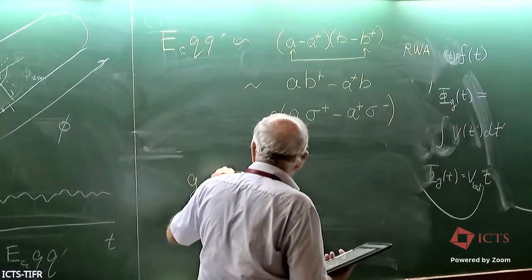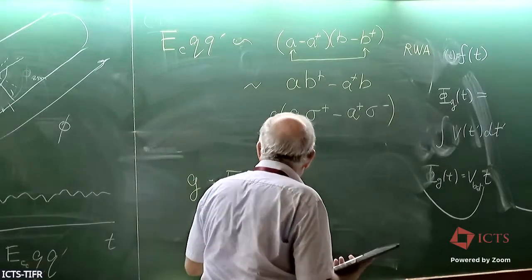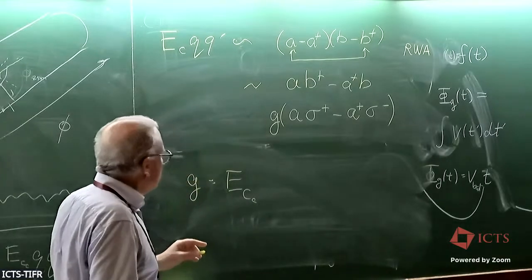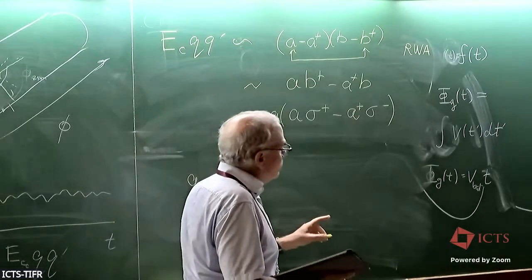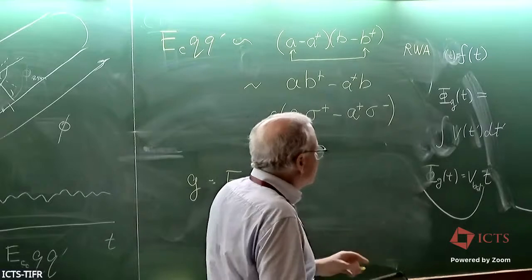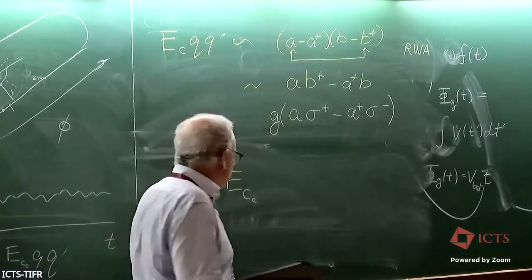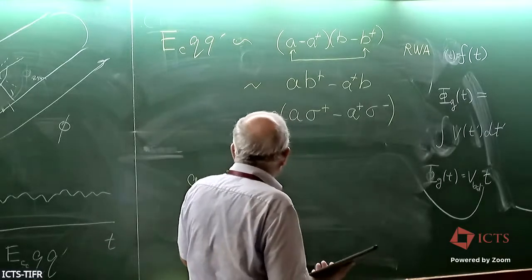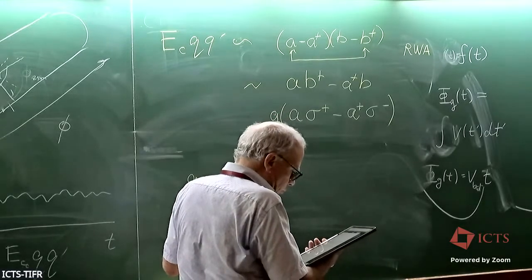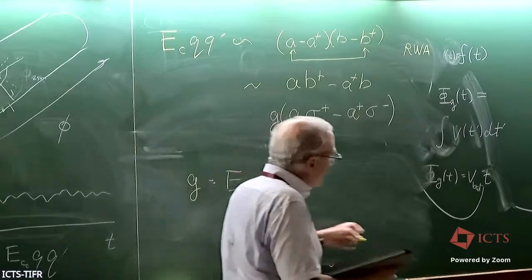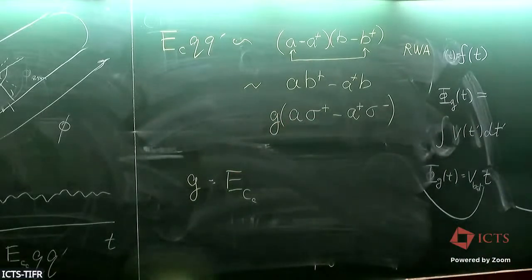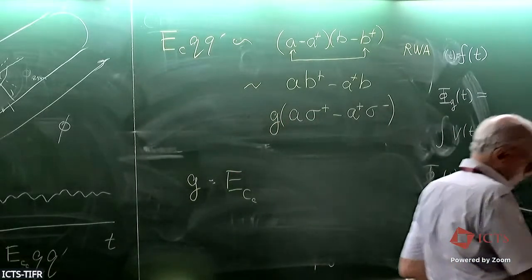be E sub Cc. This is again all in the limit that this coupling capacitor is small compared with the others, and if not, these are some not very complicated corrections due to the fact that you need a 2x2 matrix inverse. So it's basically set by the charging energy of this coupling capacitor, not so surprisingly.